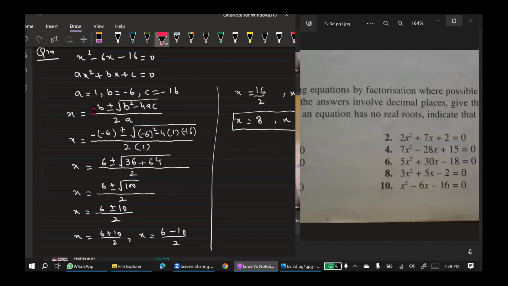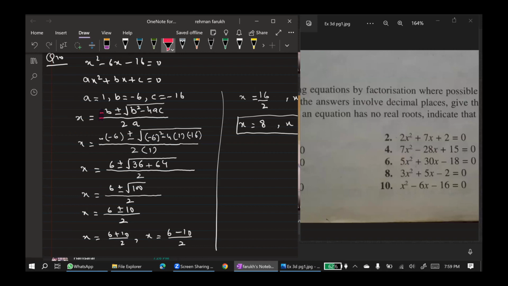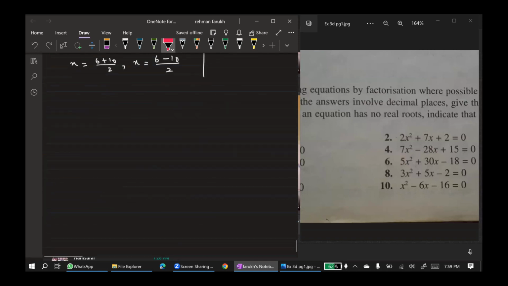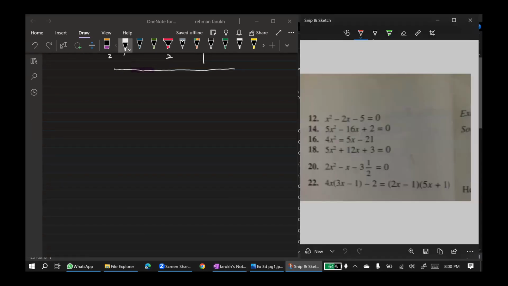Okay, sir. Sir, can you solve one more question? Yes, now I will solve question number 16. Question number 16 is 4x square is equal to 5x minus 21.